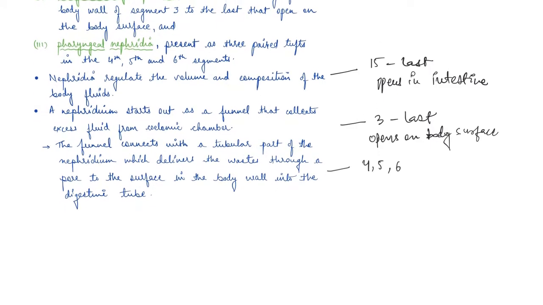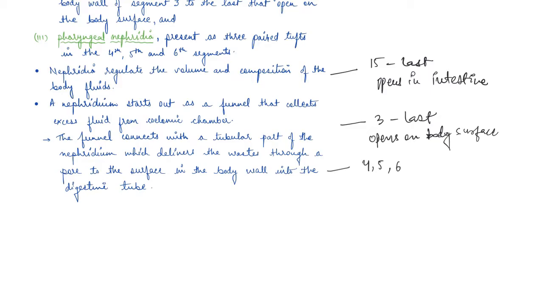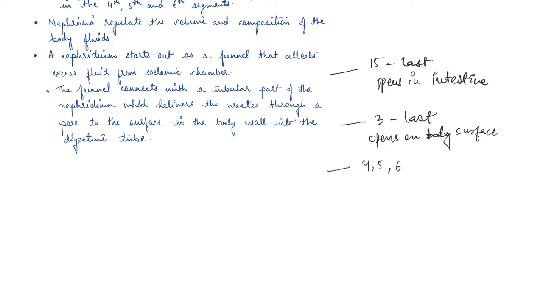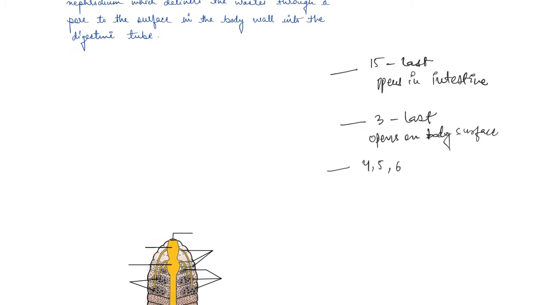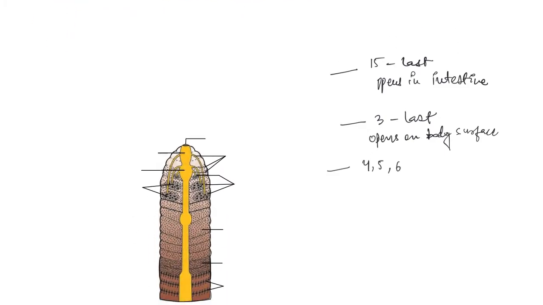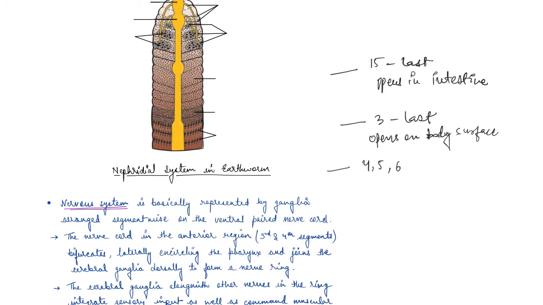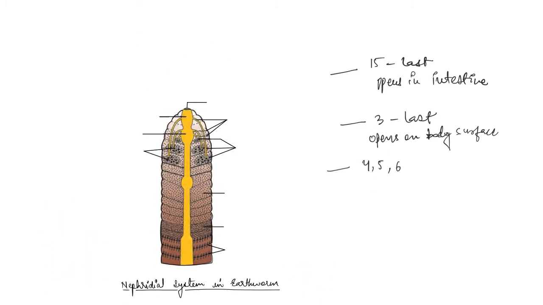Now, a nephridium starts out as a funnel which collects excess fluid from the coelomic chamber. This funnel is connected with the tubular part of the nephridium, which delivers the waste through the pore to the surface of the body or into the digestive tube. So if you see the nephridial system, you will see that it starts at the mouth. You have a funnel type system, right?